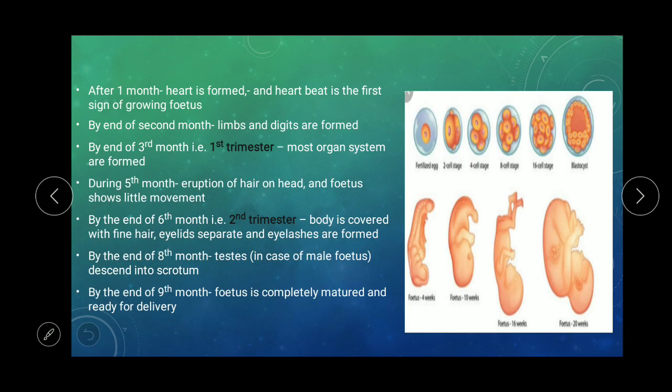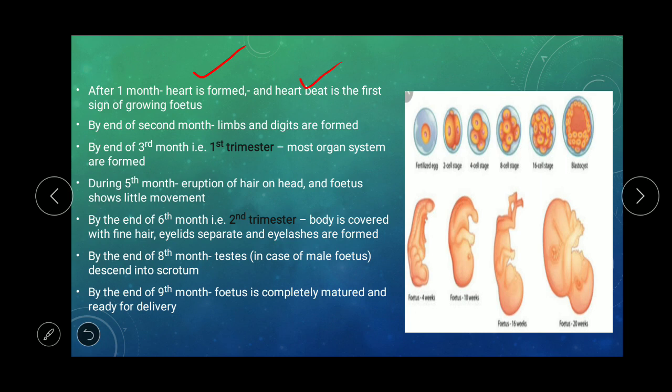Now we will see which structure is formed in the fetus at how much duration of the pregnancy. So after 1 month, what happens? Heart is formed. Before the formation of the heart, the placenta is acting as the supplier of oxygenated blood and for the removal of deoxygenated blood. After 1 month, the heart is formed, and the heartbeat is the first sign of the growing fetus.